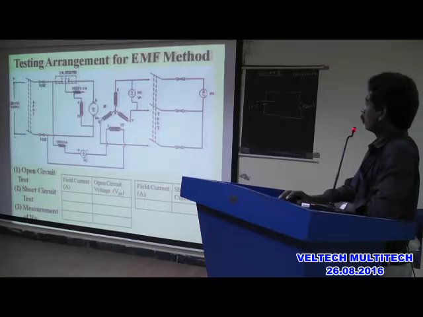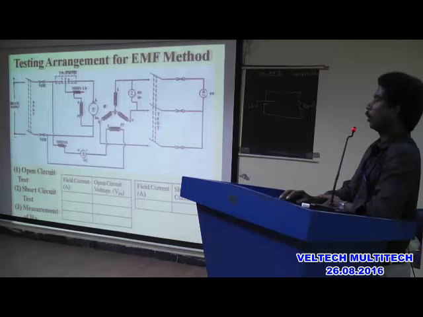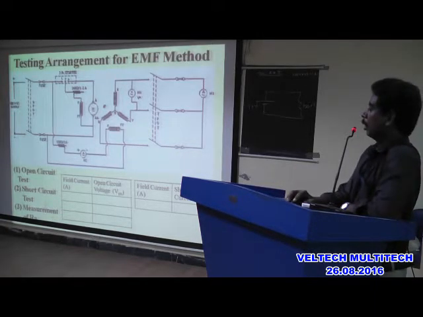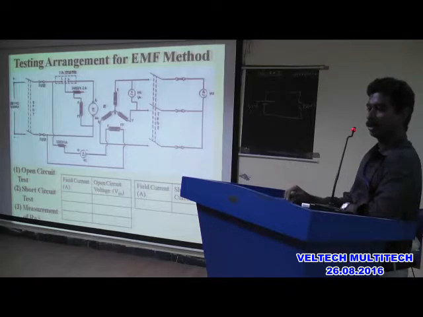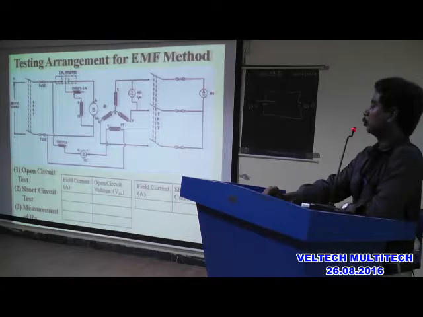Then short circuit test. While conducting short circuit test, the armature terminal is supposed to be short circuited. So you can use one ammeter to measure the short circuit current. Then the armature resistance: different methods are available, you can use any one method to measure the armature resistance.